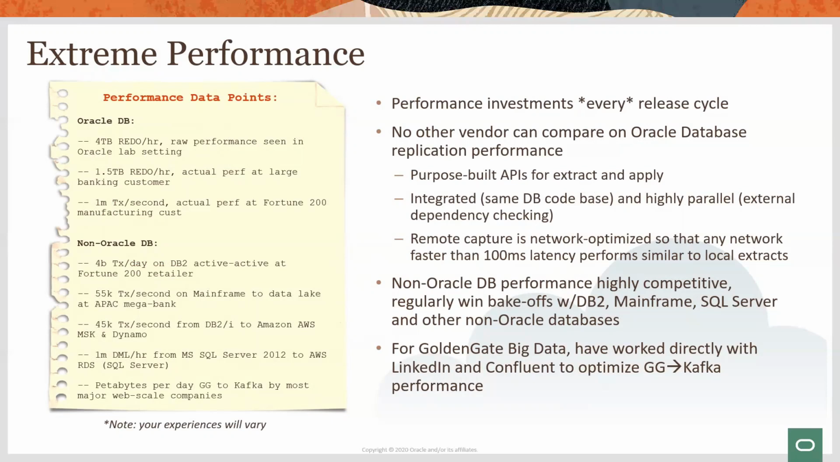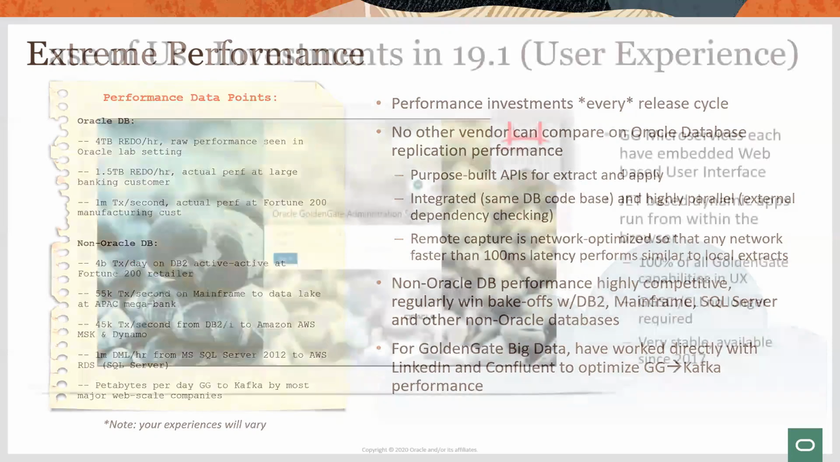SQL Server is a very solid platform for us, a lot of customers running at high volume. And then for Kafka, I believe we've got some of the largest Kafka deployments in the world run GoldenGate for feeding transactions into Kafka. And so we see really petabytes per day on very large scale customers like eBay and LinkedIn and many others. So quite a lot of strong performance characteristics from GoldenGate globally.